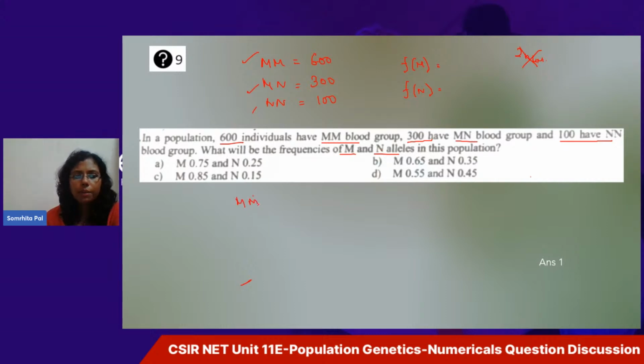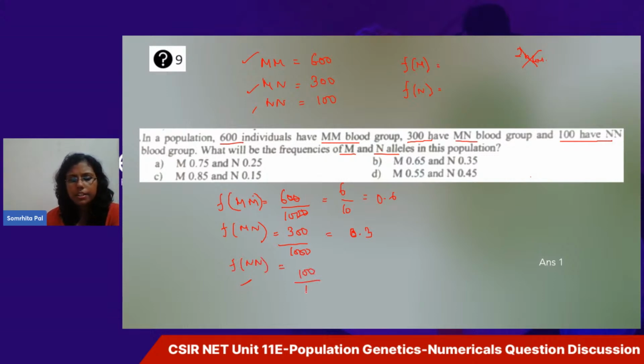So if I want to find out the frequency of MM, it will be 600 out of the total, which is 1000. So I can straight away reduce this to 6 by 10, which equals 0.6. Frequency of MN is equal to 300 by 1000, which equals 0.3. In the same way, frequency of NN equals 100 by 1000, so that will be equal to 0.1.